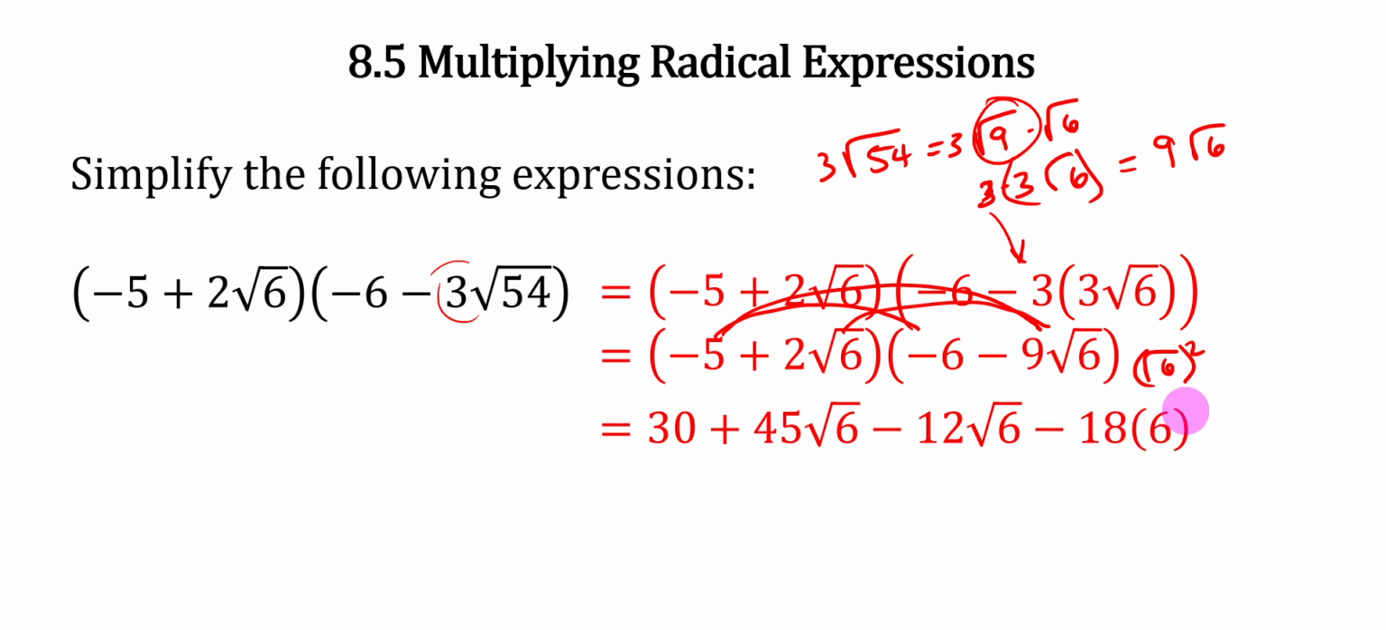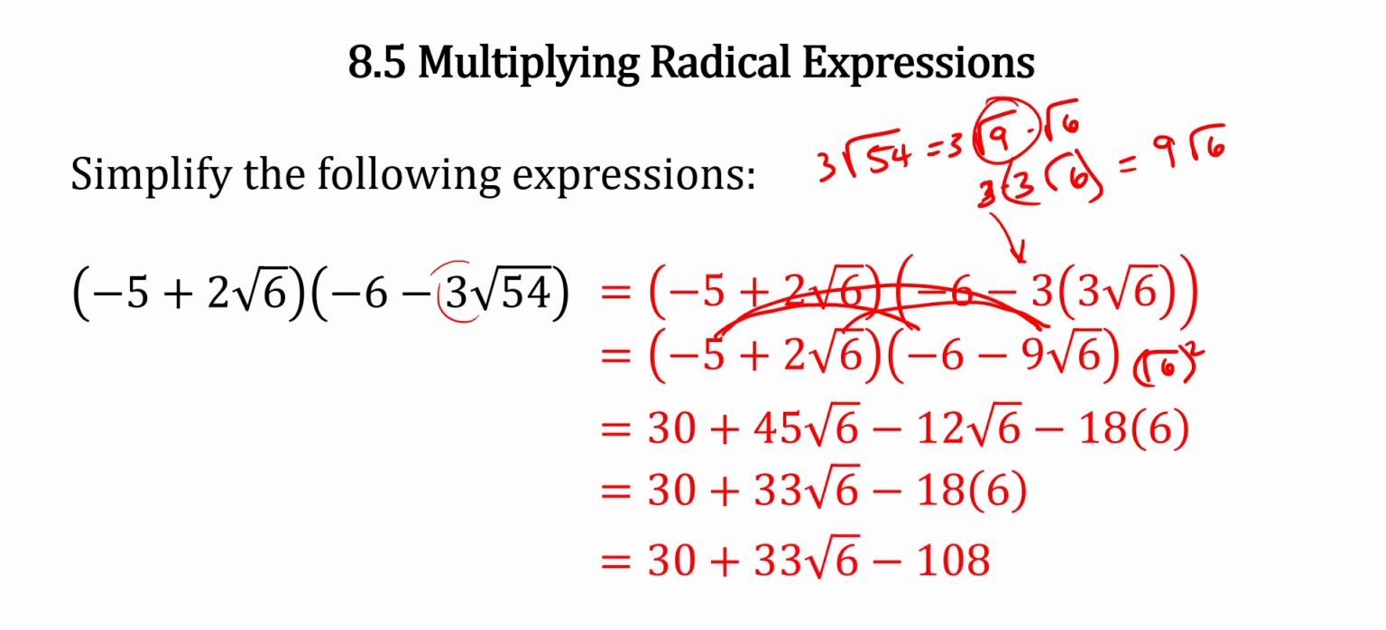I can go ahead and multiply this out and get 108. I'm sorry, I didn't even do it on that step. Now I can do this. 18 times 6 is 108. And so now I have 30 minus 108, negative 78 plus 33 square roots of 6.